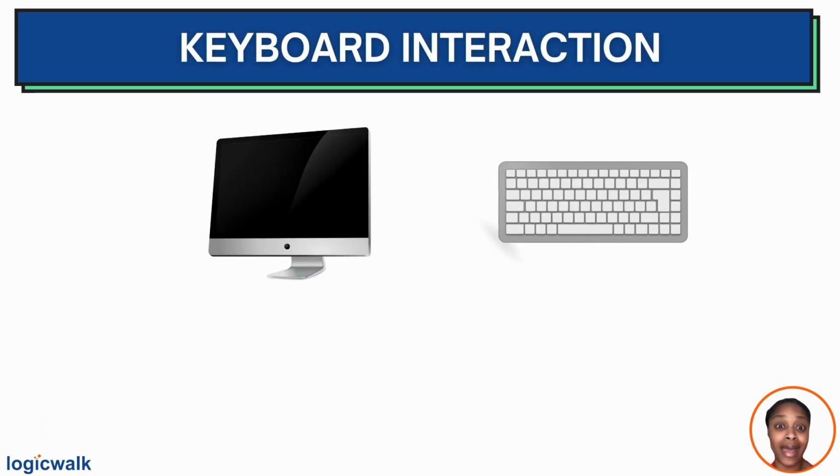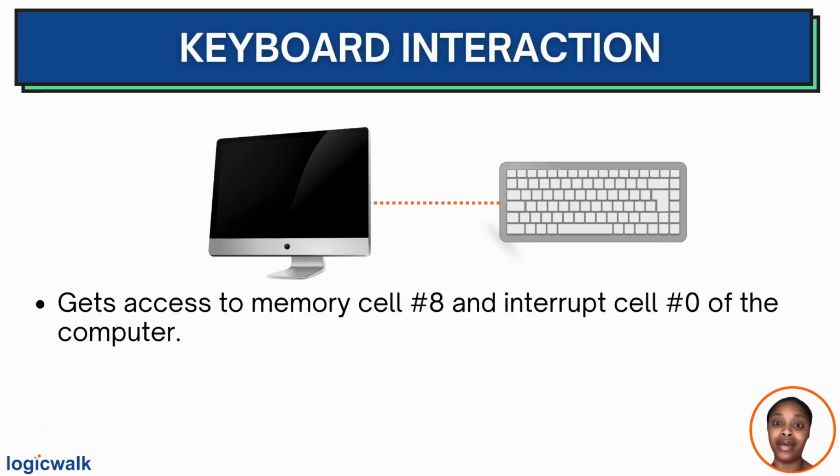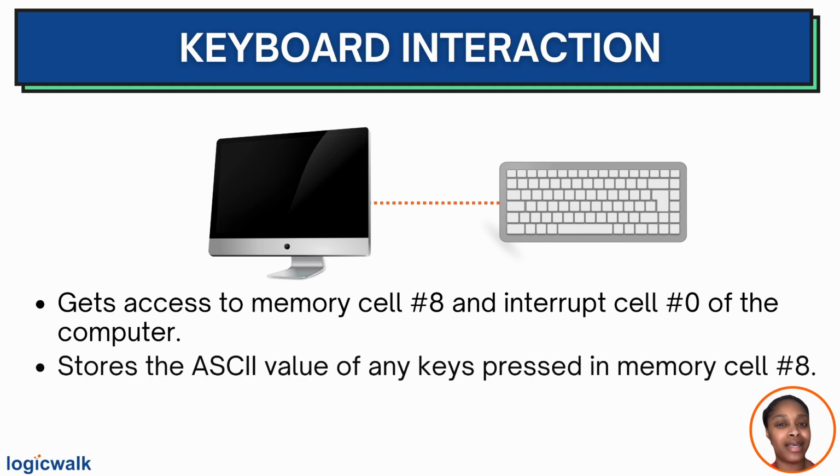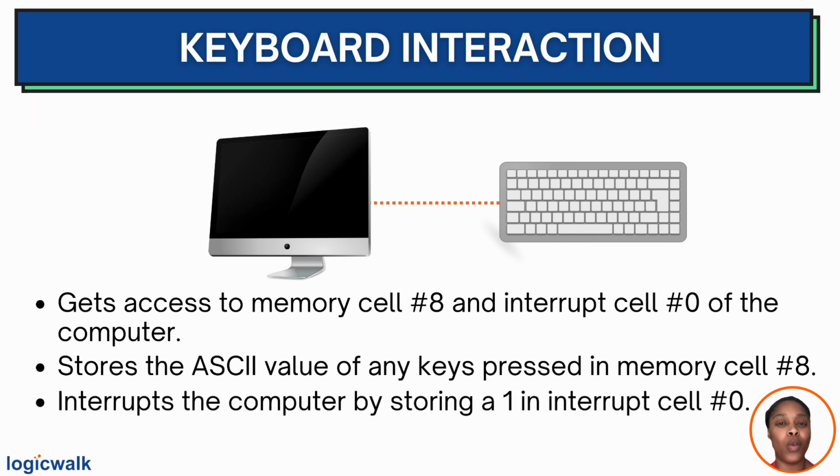When a keyboard is connected to the computer in the simulator, the keyboard gets access to memory cell 8 and interrupt cell 0 of the computer. When you press a key, the computer stores its corresponding ASCII value in memory cell 8. Then, the keyboard interrupts the computer by storing a 1 in interrupt cell 0. This interrupt forces the computer to jump to the instruction associated with that interrupt.